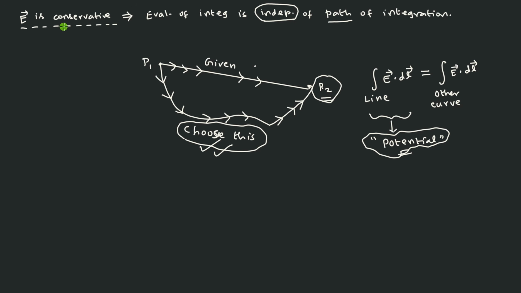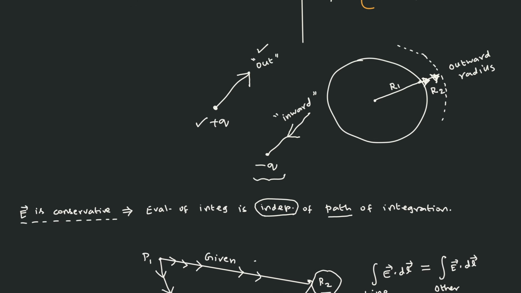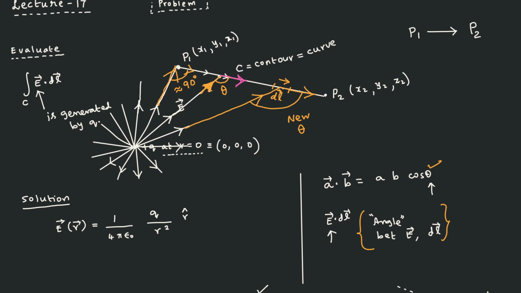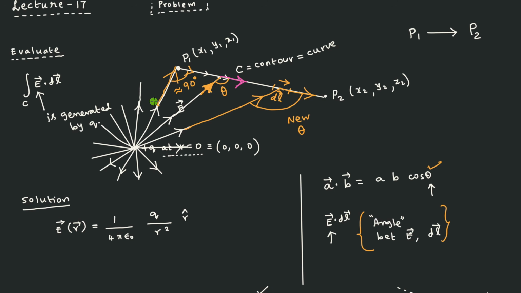So that is the physical understanding of the word conservative here, and we are going to make use of this interesting property to evaluate our original problem. You should not forget the statement of the problem: our aim today is to solve this particular problem, where we have an electric field because of the positive charge plus Q, and we want to travel from P1 to P2.